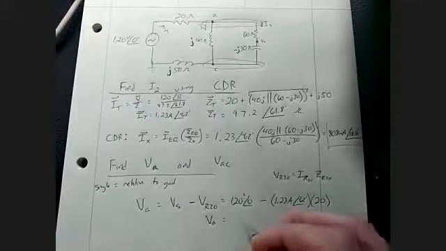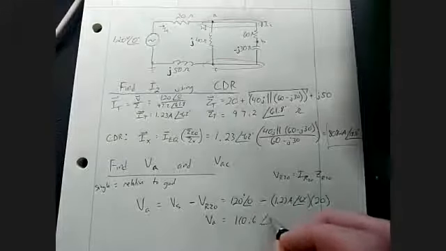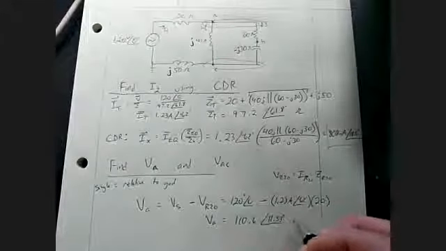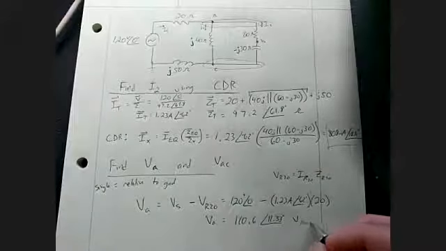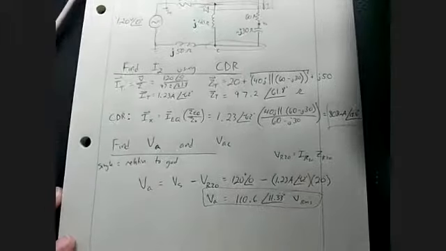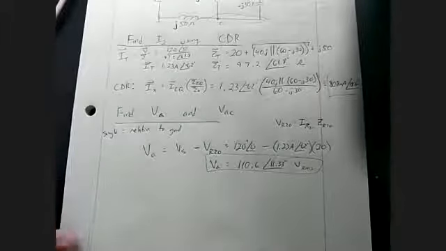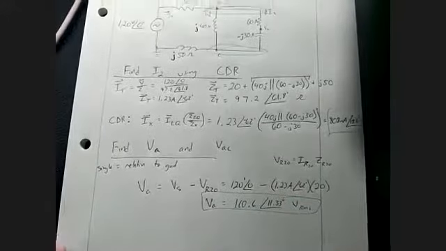So from there, we get VA 110.6, angle 11.33 degrees, volts. And these are RMS values. Some of the instructors will always write VRMS for their units. I don't usually do that. For me, if I'm solving for VAC, I'll leave it there when we get to it.